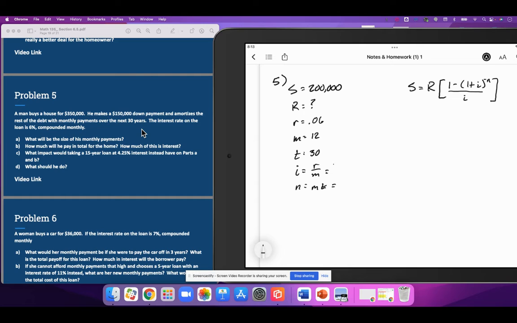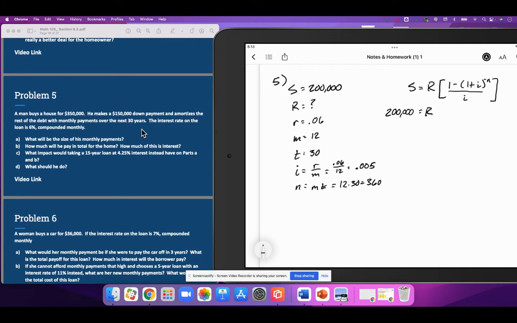So R over M is 0.06 over 12. I remember from a previous problem, I think that's going to be 0.005. And then MT is going to be 12 times 30, which is 360. I'm just going to verify on my calculator really quick that that really is 0.005. And it is. Okay. So we have an amount being borrowed of 200 grand.